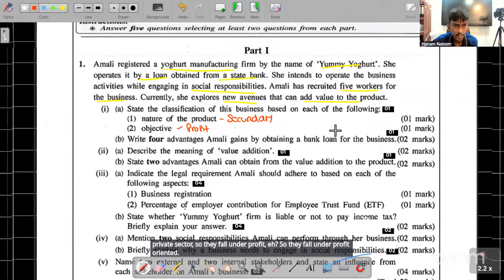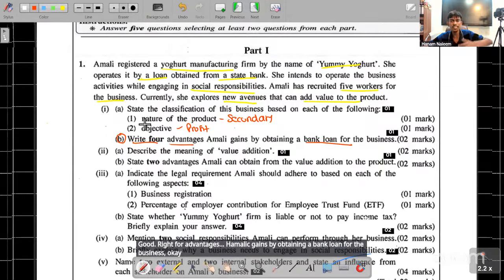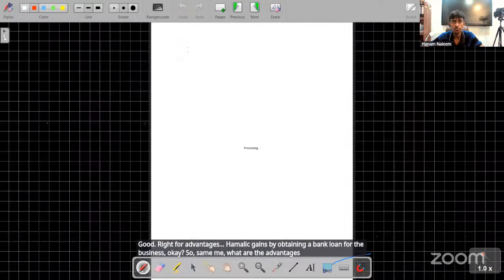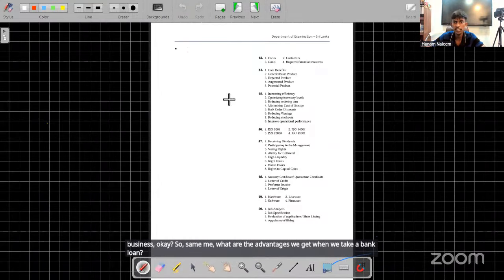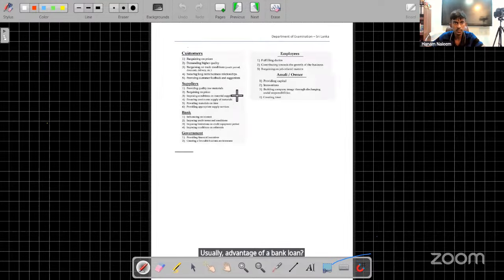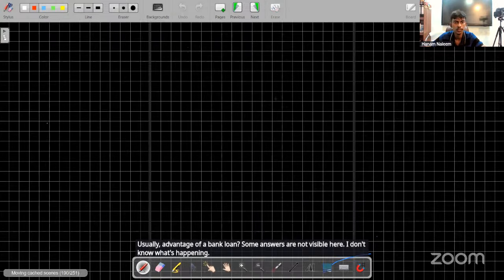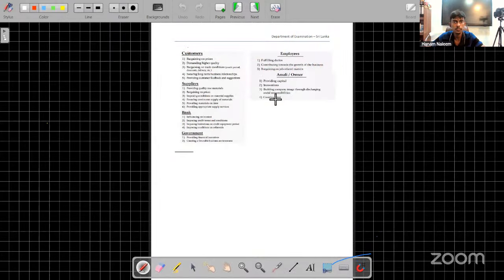Good. Next, advantages: Amali gains by obtaining a bank loan for the business. So what are the advantages we get when we take a bank loan? Some answers are not visible here. I don't know what's happening. Advantages of a bank loan.